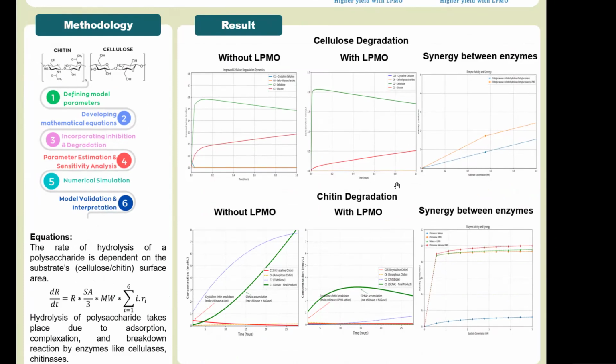Here in chitin degradation, the N-acetyl D-glucosamine accumulation is slow without LPMO, where around the 10-hour time, the concentration is around 1 mole per liter, whereas in the presence of LPMO, around the 10th hour, it is 3 mole per liter. And the synergy between the enzymes, in different combinations, shows that chitinases, beta-glucosaminidase and LPMO show the higher synergy and higher degradation activity.